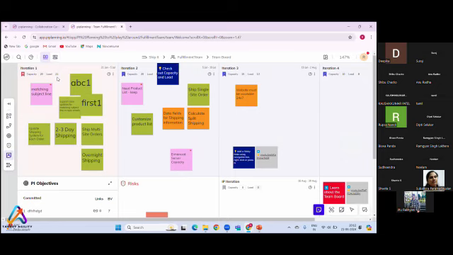13 plus 8, 21. Now it is showing red. Here it is showing blue. It means load is not exceeding the capacity. Here the load is exceeding the capacity, so it is showing red. So this is how you can create the user stories here.